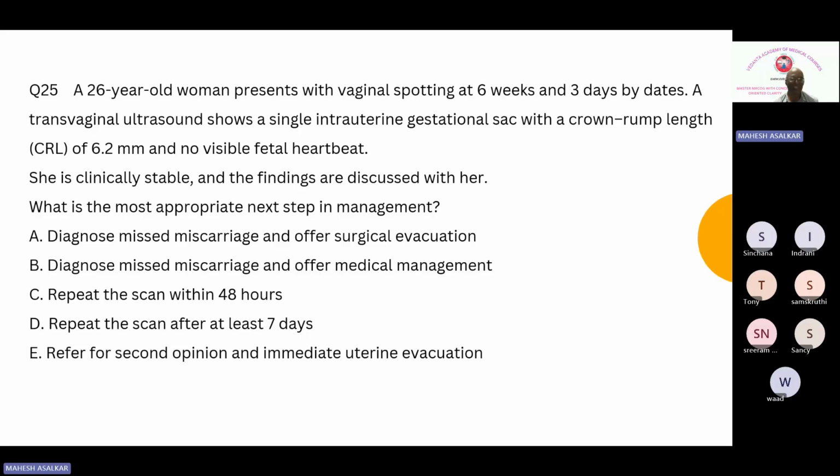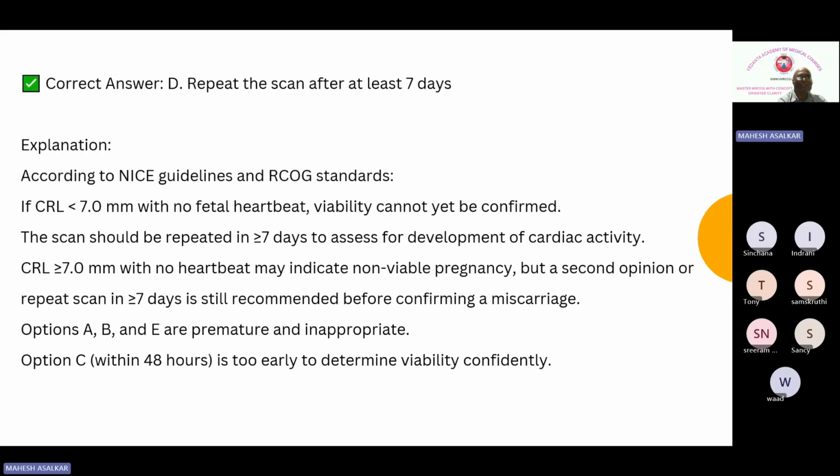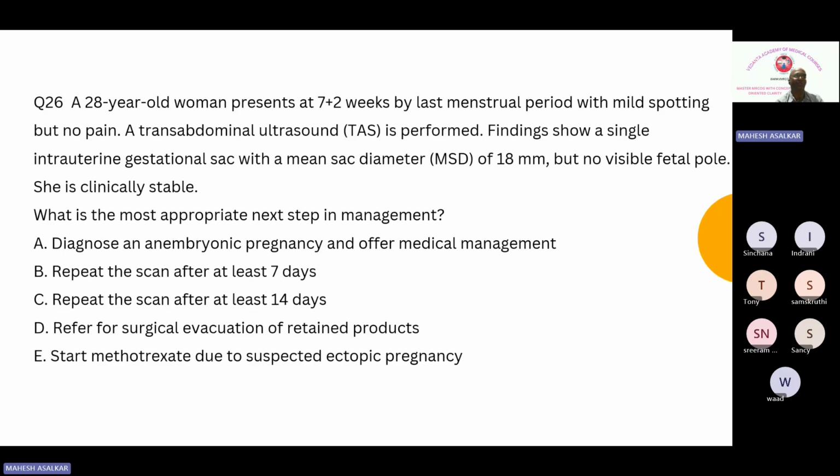If it is a mean gestational sac diameter which is measured more than 25 mm, the same management is there. This we have discussed just now. Okay, go ahead with the next question, doctor.